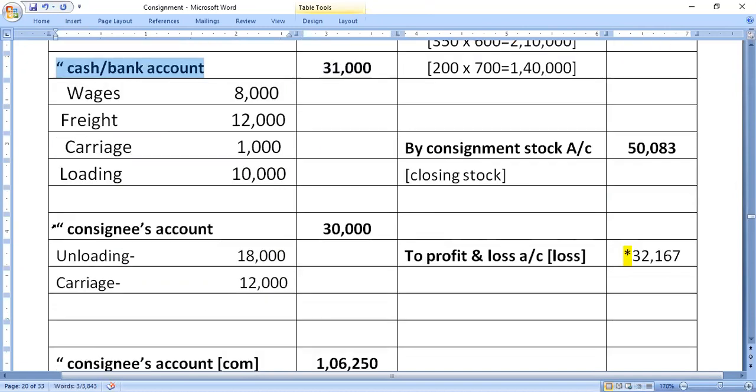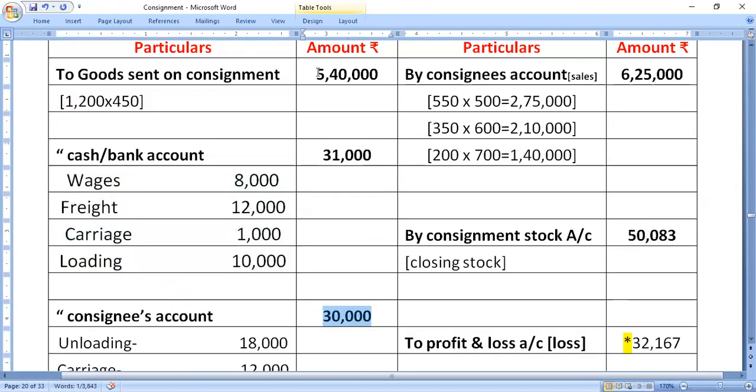Third entry, my dears, to Consignee's Account, means the expenditure incurred by consignee. There are only two expenditures incurred by consignee. First one, unloading charges. Second one is carriage. It leads to 30,000, my dears. There is no doubt, I think, because it's clear. Goods sent on consignment 5,40,000, cash or bank account 31,000, consignee's account 30,000, my dears. After that, we are going to sales, my dears. Here there are three categories of sales. First, 550 bats sold at 500 per bat.